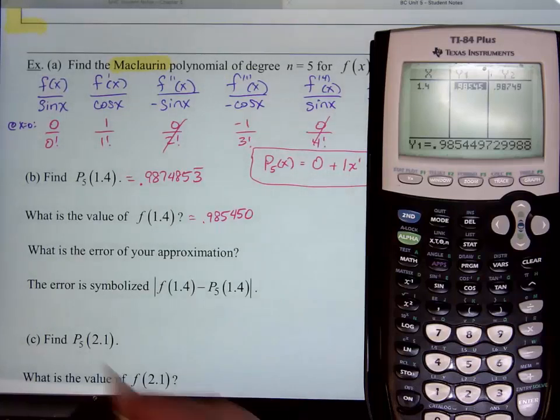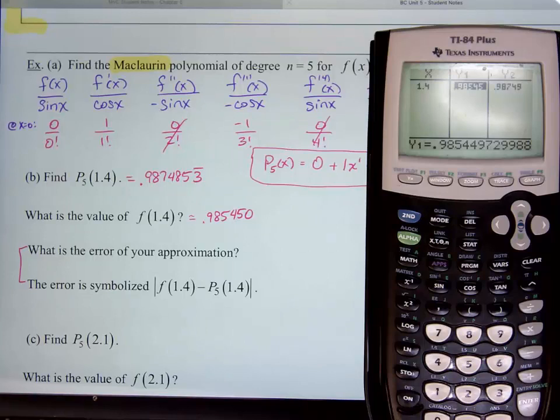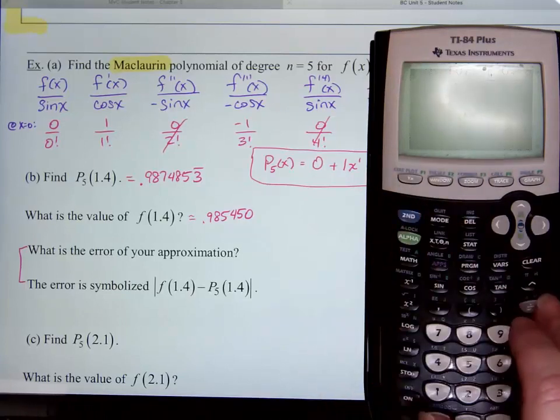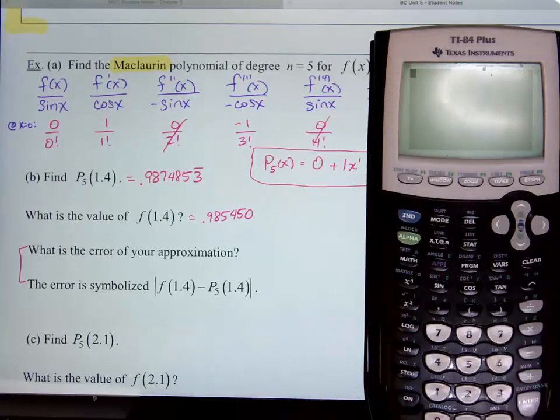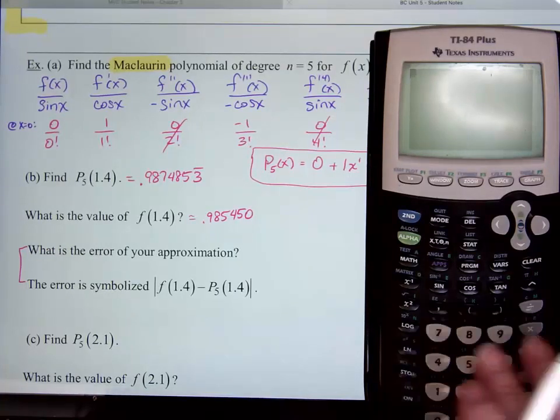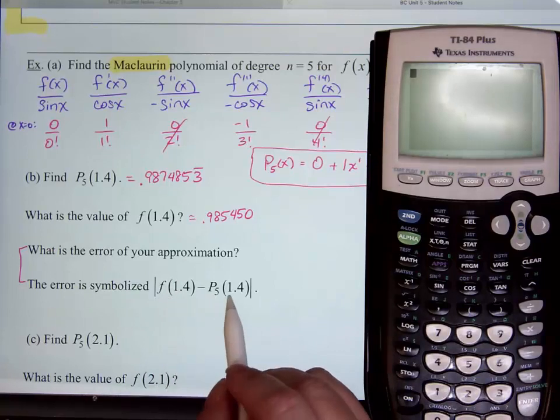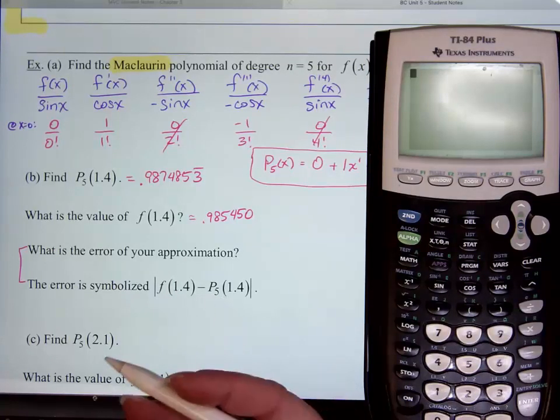Now, the next 2 lines go together. It says, what is the error of your approximation? In other words, how far off is the polynomial from the real answer? So, what I'm going to do is go back to the home screen, and I'm going to teach you a little trick. Okay, I don't think I've done this before. It says it's the absolute value of f of 1.4 minus p5 of 1.4. Absolute value just makes it positive, okay?